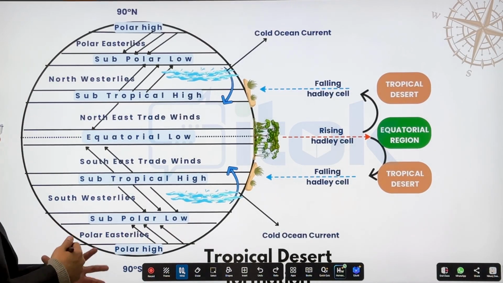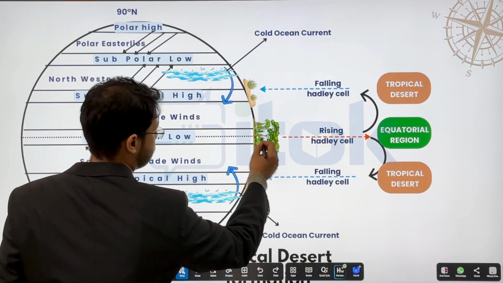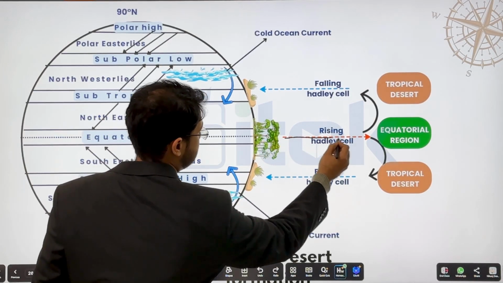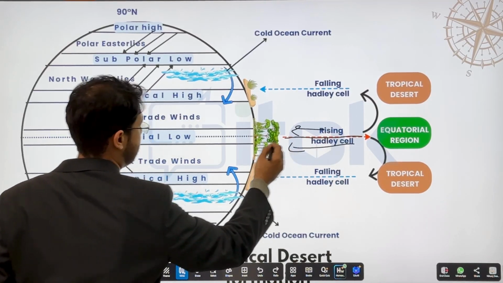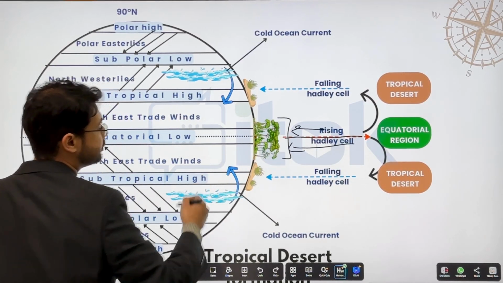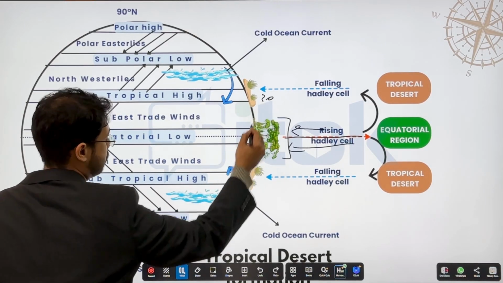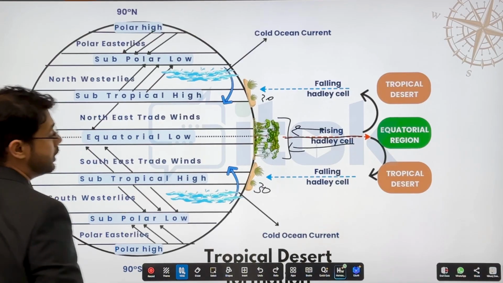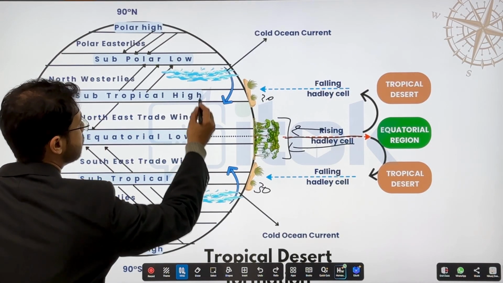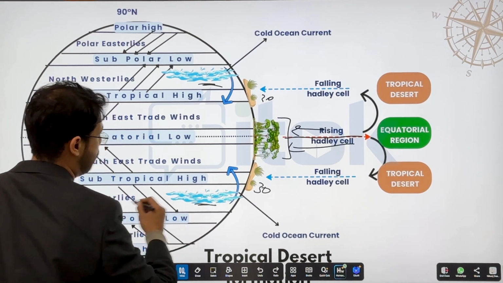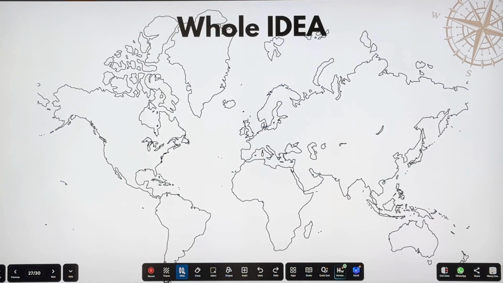Now, how do we compile the two? From the equator, a rising Hadley cell in the equatorial region results in rainfall on a daily basis, resulting in equatorial forests. Where does it fall? It falls at 30-35 degrees north and south of the equator, resulting in the formation of a high pressure region along with the cold oceanic currents, which we read just now, leading to the formation of tropical deserts.